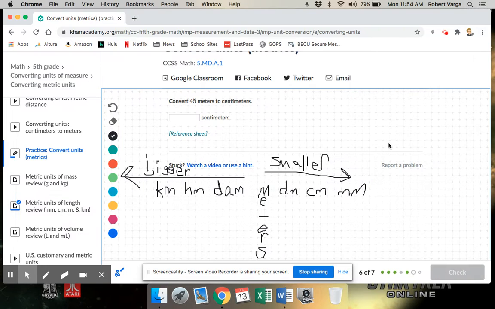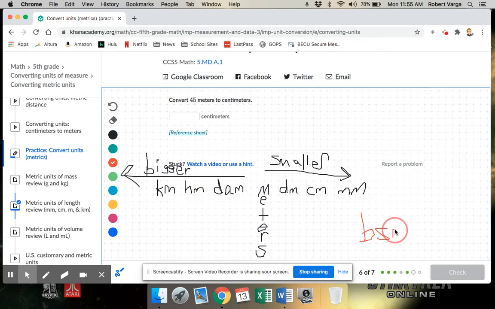So if we take a look at the question, it says 45 meters to centimeters. Well, centimeters is smaller than meters, so I'm going from a bigger to a smaller. So I'm using B, S, M. So I know bigger to smaller, I'm going to have to multiply. So I'm going to have to take 45, and I'm going to have to multiply by some number.